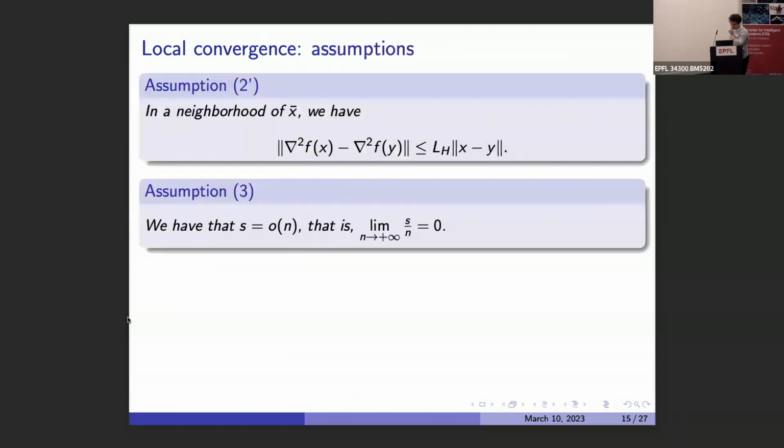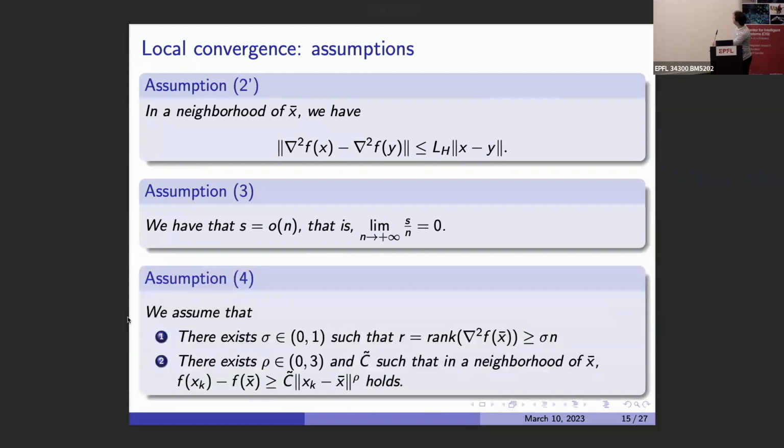And so for that, we have two assumptions. The first one is that the Hessian is Lipschitz. And the other one is that we assume that the size of the subspace S is negligible compared to n. I mean, you could relax this assumption by saying that S is smaller than some constant times n. This will still work. But here I just assume that S is negligible with respect to n.